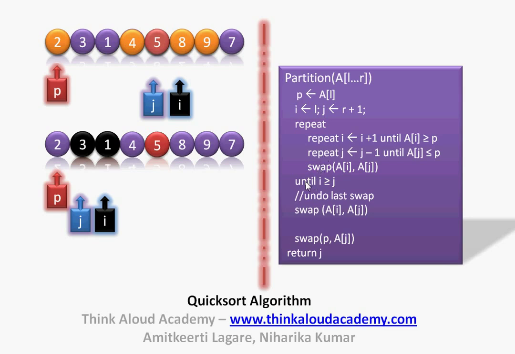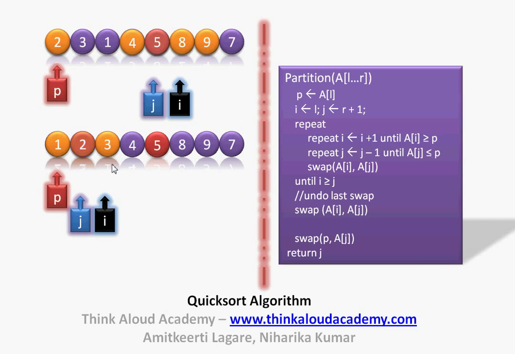Once we do the swap, we will see that I and J have crossed, and we will undo the last swap here. So we will get back 1 and 3. Once we undo the swap, the last step here is to swap the element pointed to by pivot and the element A of J. So we go and swap them. So 2, 1 have become 1 and 2.